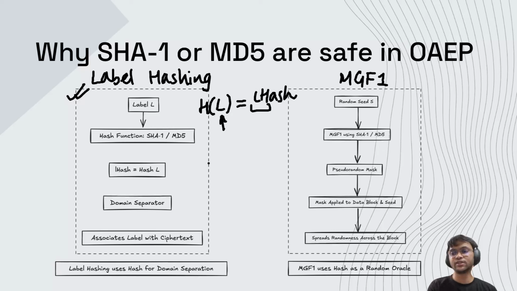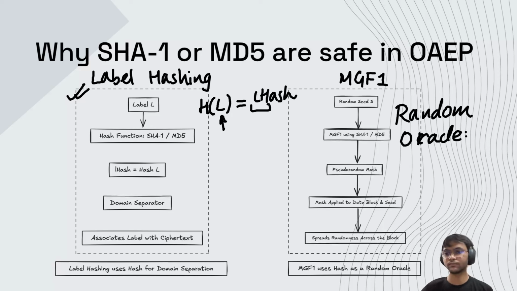For the mask generating function, the hash is also used there. It's used inside the mask generating function to create a pseudo-random mask. This mask is applied to both the data block and to the random seed used in the encoding process. In this context, the hash function is treated as a random oracle. The job is to spread the randomness of the seed across the larger data block. For this purpose, properties like length extension or collision resistance are not relevant. What matters is the output appears random, and even SHA-1 or MD5 can deliver that.